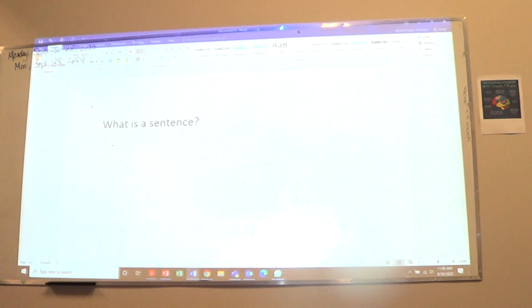Has to have an action in it. Okay? Has to have a noun in it. So if we say it has to have an action, we're saying it has to have a verb, right? Let's just put that in brackets. And it has to have a noun in it. Good. What else does a sentence need?